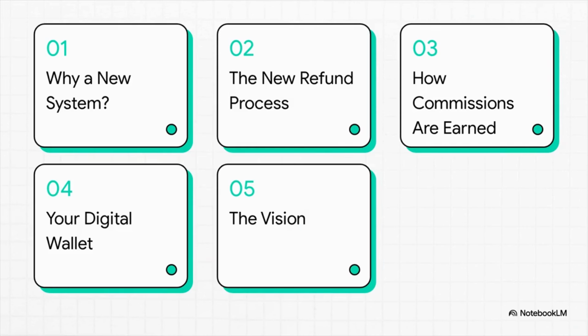Okay. So here's our game plan for this explainer. First, we'll get into why a new system was even necessary. Then, we'll walk through the nuts and bolts of refunds and commissions. After that, we're going to look at the tech that makes it all happen, the digital wallet and passport. And to wrap it all up, we'll talk about the big picture vision behind it all, fairness and security.